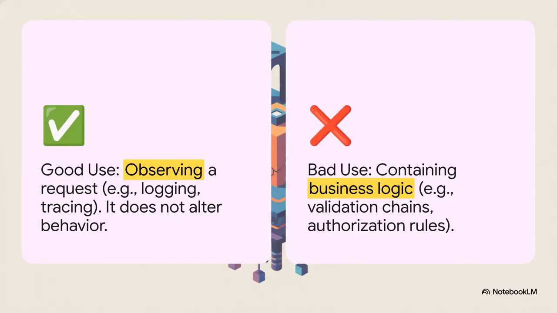So here's the crucial takeaway. Middleware is a fantastic tool when it's used to observe a request. Like for logging or tracing, it's just watching. The danger zone is when you start embedding your core business logic into the pipeline. That's when the whole system starts becoming a black box.